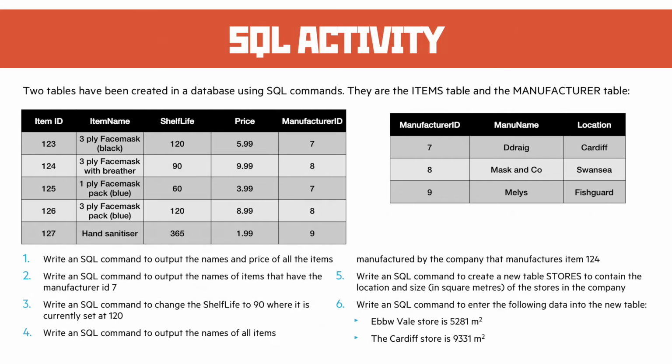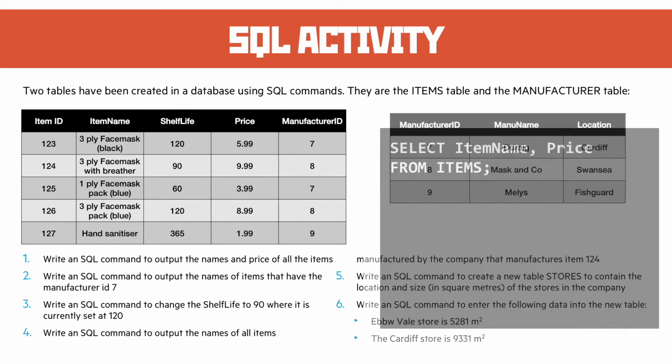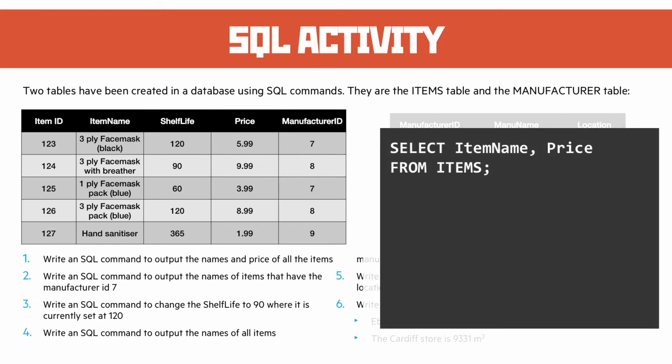The second activity, which is a bunch of SQL commands on those tables. The first, write an SQL command to output the names and prices of all the items, is going to be a simple one, which is select item name and price from items. That will give us all the results with just those 2 fields, as we've asked. Question 2 just adds a criteria to it.